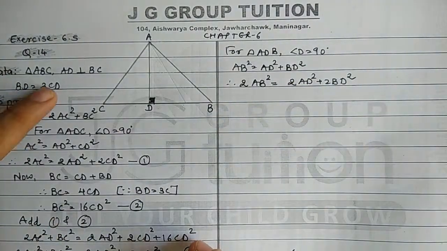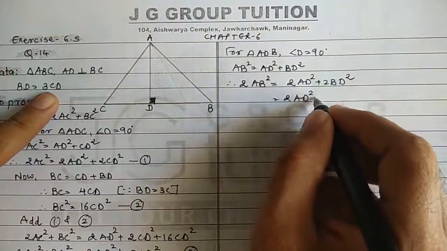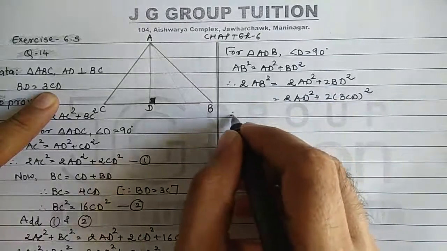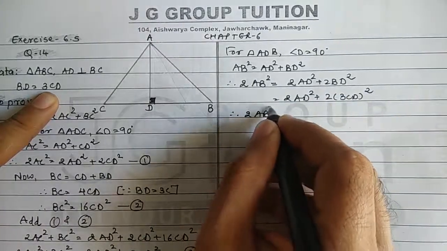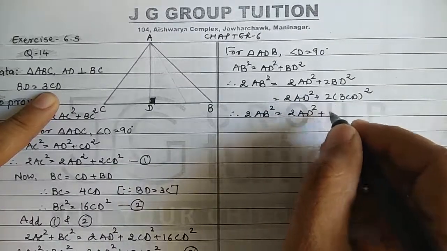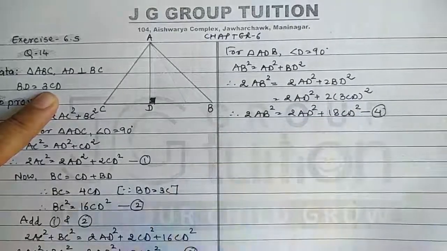We have the relation of BD and CD, so let us substitute that value. 2AD square plus 2, BD is 3CD. So here we'll obtain 2AB square is equal to 2AD square and 3 3s are 9, 2 9s are 18 CD square. I'll give this as equation number 4.